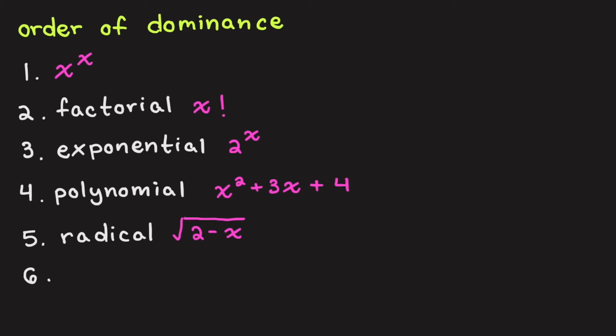In sixth place, we have logs, so an example of this is natural log of x. In seventh place, we have trig, so an example of that is sine of x. Trig functions take last place because they oscillate. I recommend you take a screenshot at this point because it'll help you out with the first few problems, but then eventually this all becomes your second nature. Let's move on and do some practice.